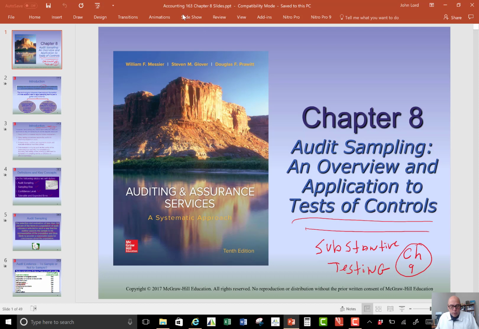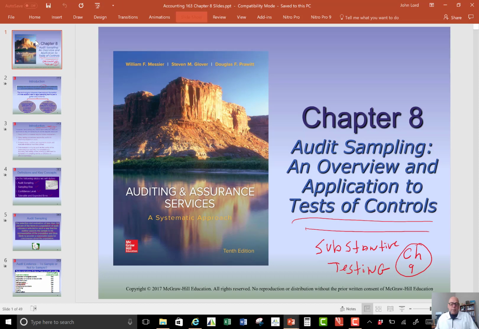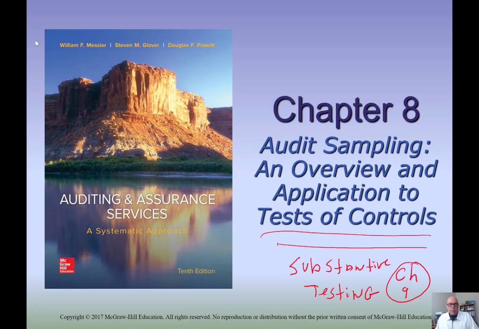But we will also be able to look at the use of audit sampling in the context of our substantive testing as well. Okay, so this focus here, we're going to talk generally about sampling, but we're also going to talk about it in the context of how it'll help us with our internal controls. Okay, we'll get into the substantive testing, as I said, next chapter, Chapter 9.